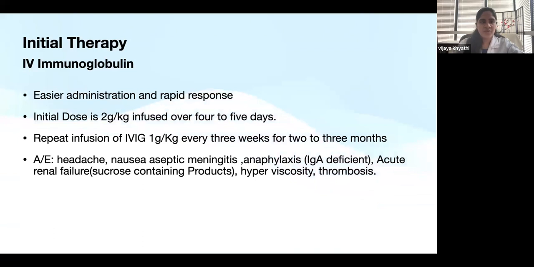Adverse effects of IV immunoglobulin are headache, nausea, aseptic meningitis, and anaphylaxis, which is mostly seen in IgA deficient people. Acute renal failure, mostly with sucrose containing products, hyperviscosity and thrombosis.